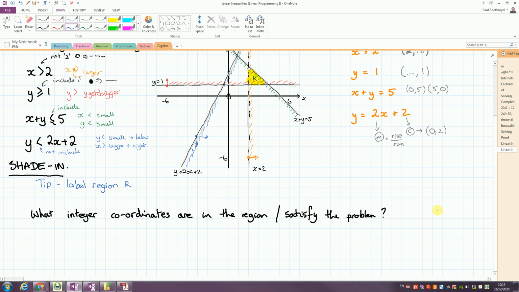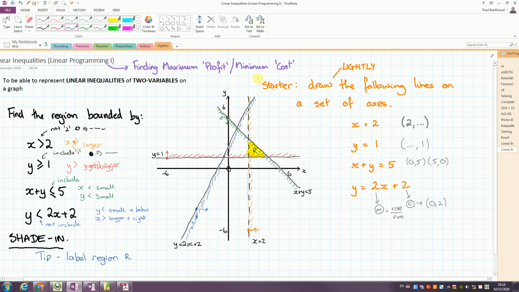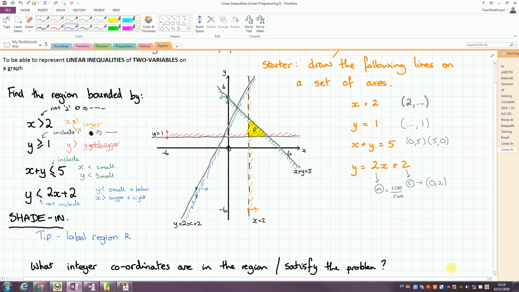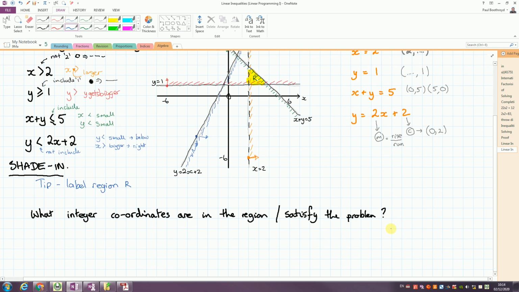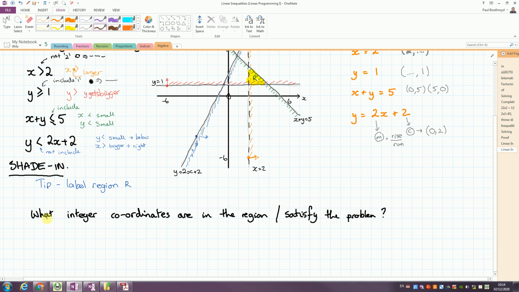I'm going to take the brown pencil. We need to find integer coordinates, so we need to be on the grid. These first three on the left, we can't include them because they're all 2 equals. They say 2 is equal to. So we're not using (2, 1), (2, 2), or (2, 3). That's because x must be greater than 2. If that said greater than or equal, these would be fine, but they're not.